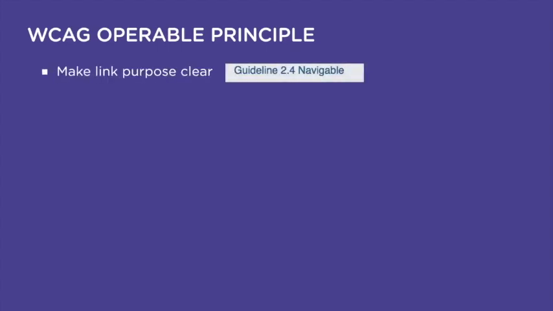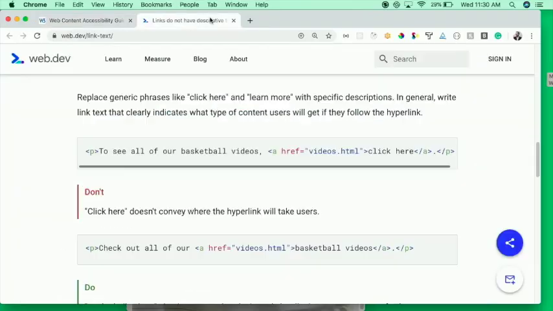The navigable guideline also specifies that the purpose of a link should be clear from the link text alone. Here are two different links to the same content. However, in the first example, the clickable text reads, "Click here," which gives no clue to what the user will find after clicking the link.